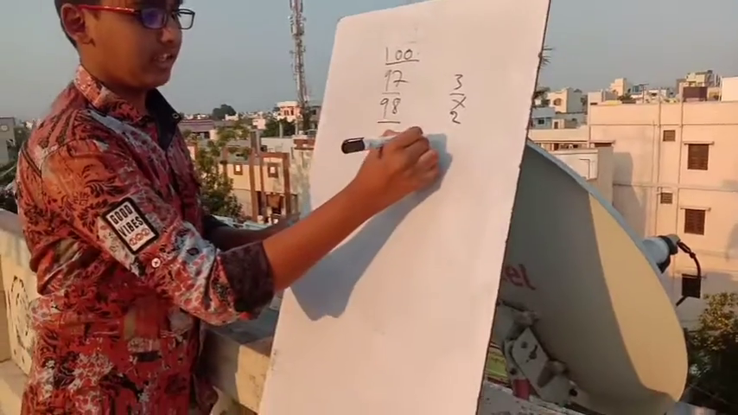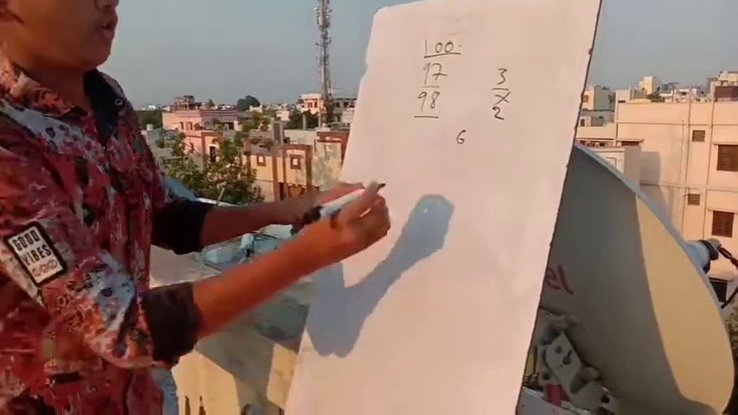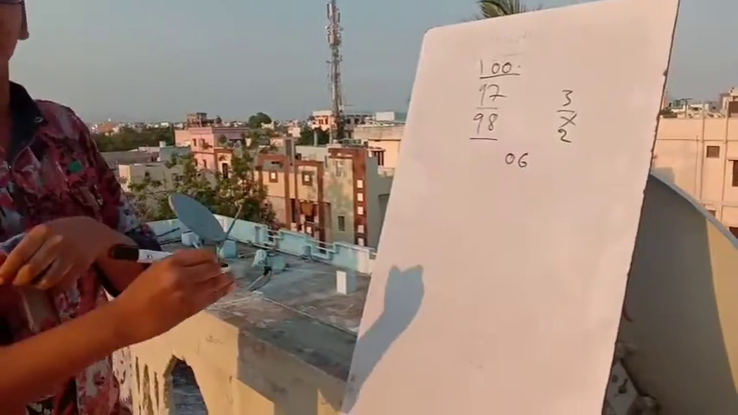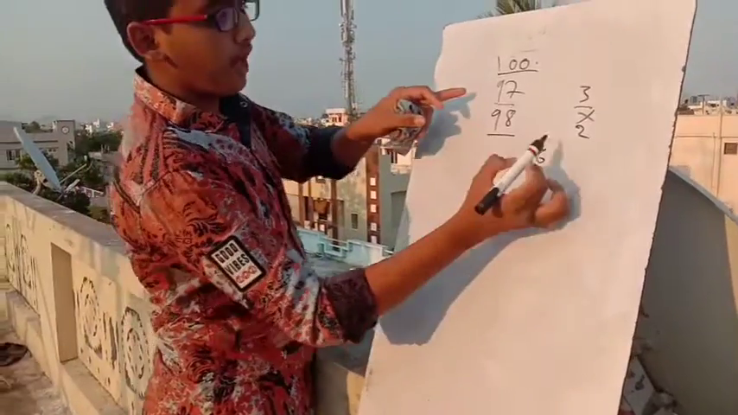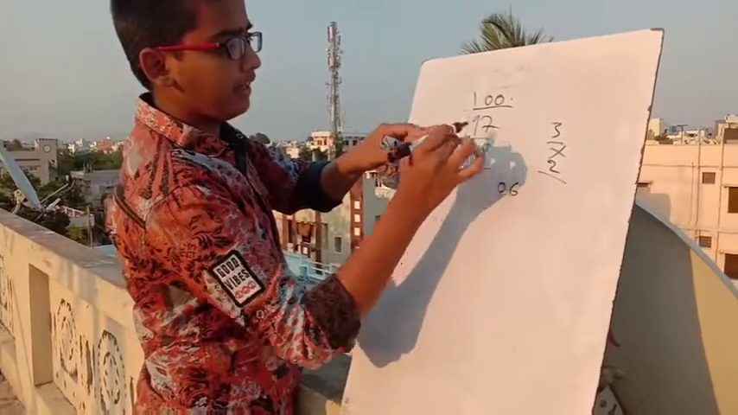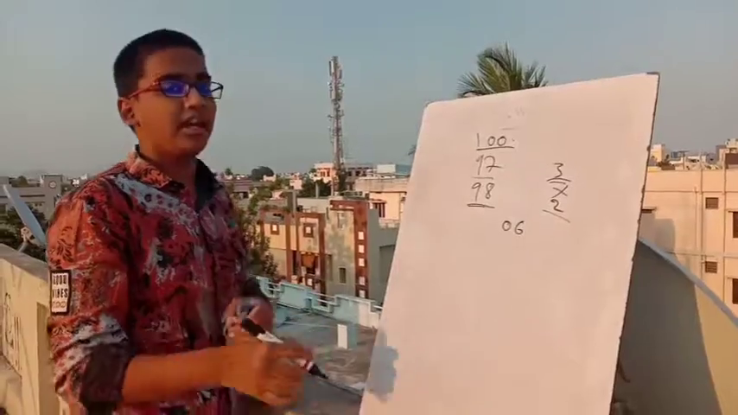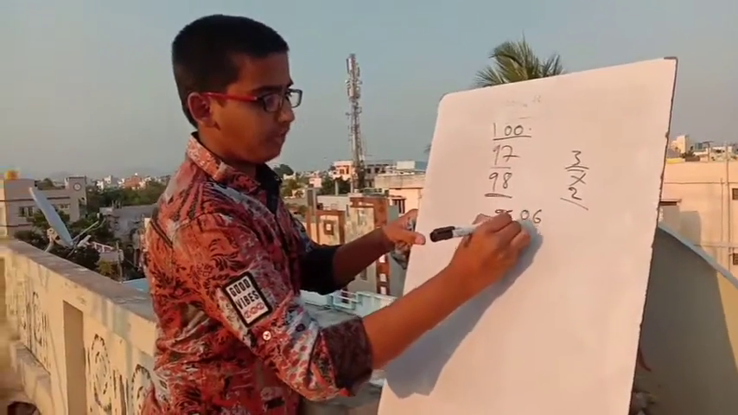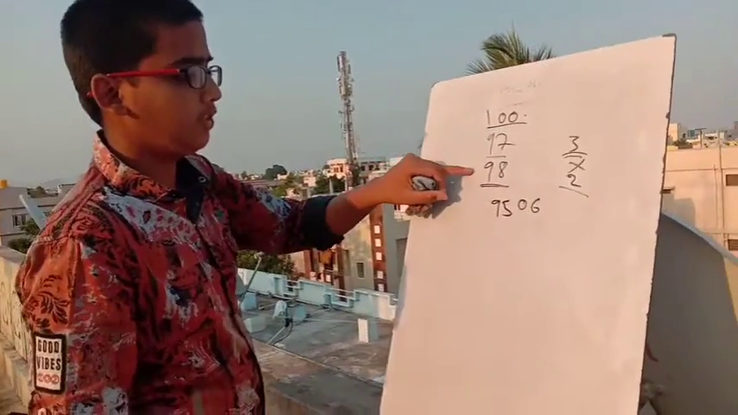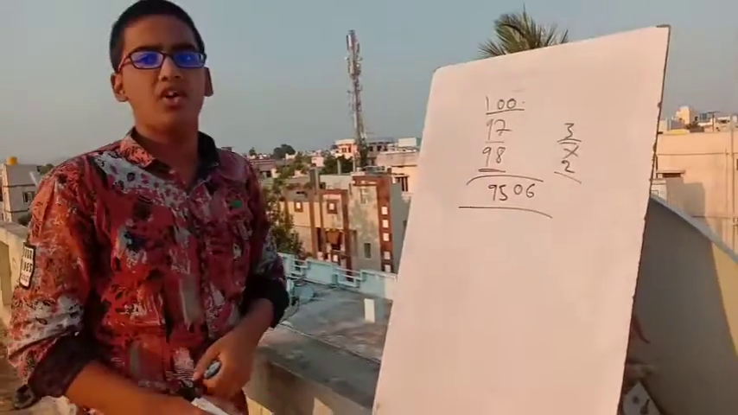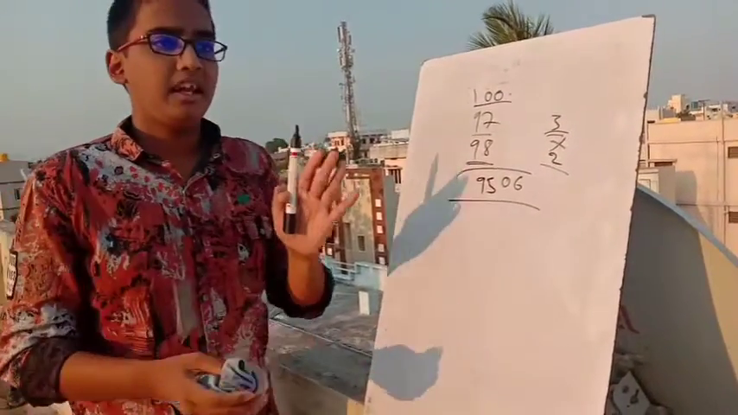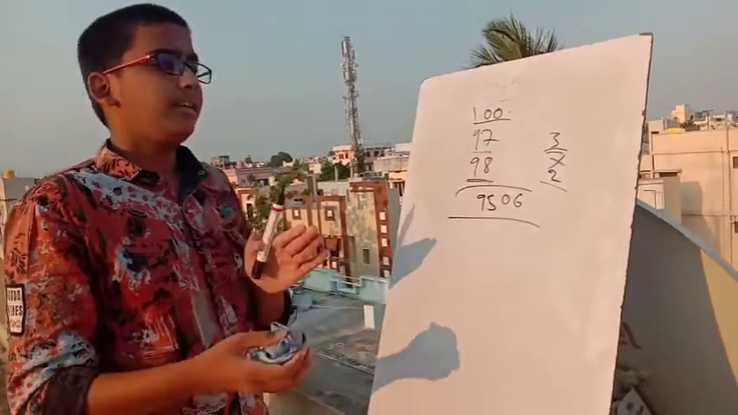3 twos are 6. Since the answer is a single digit, we have to keep 0 before it. Okay, 0 before this. And after that we have to deduct either 2 from 97 or 3 from 98. Both answers will be the same, 95. So 97 into 98 is equal to 9506. Okay, this is the short trick for numbers below 100 and very near to 100.